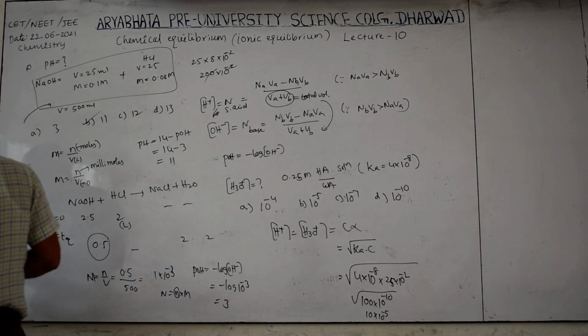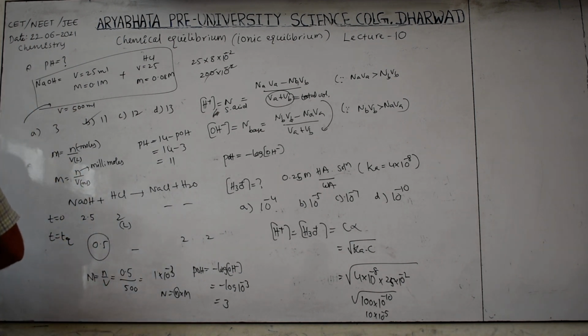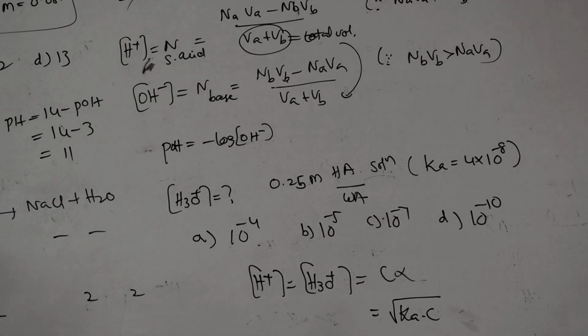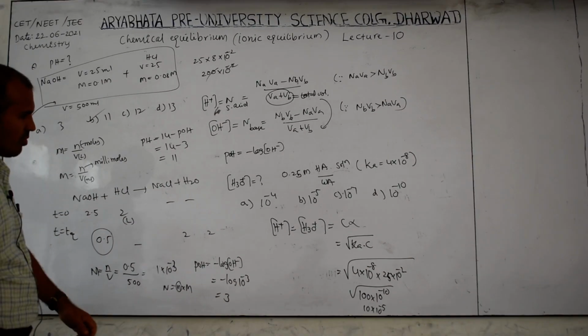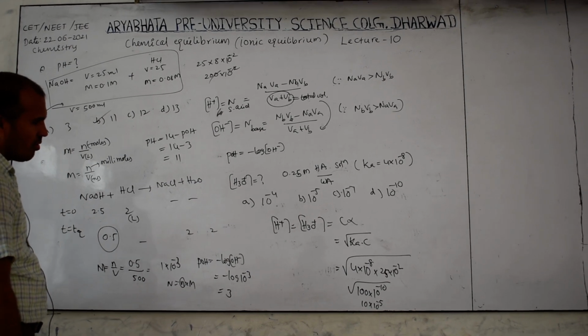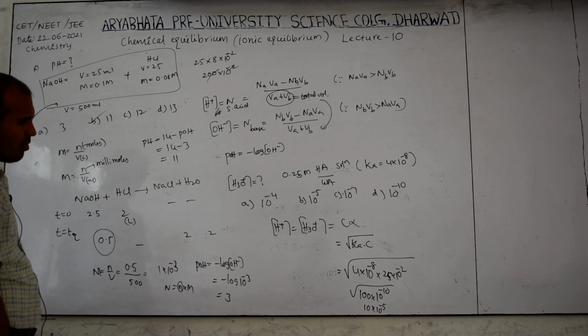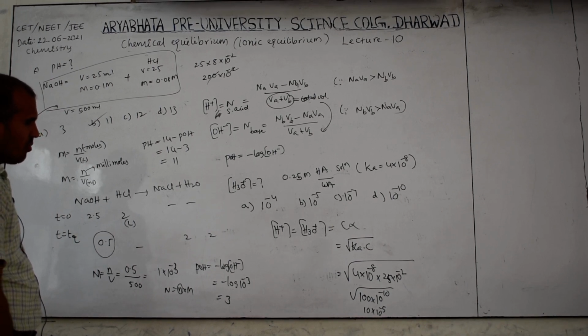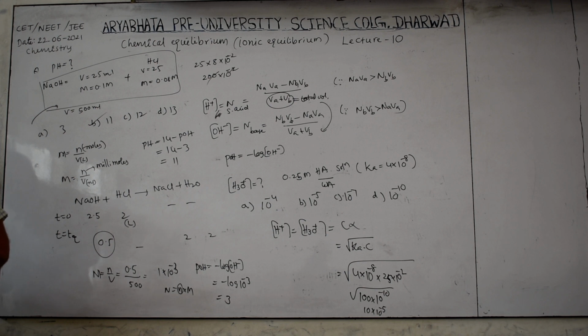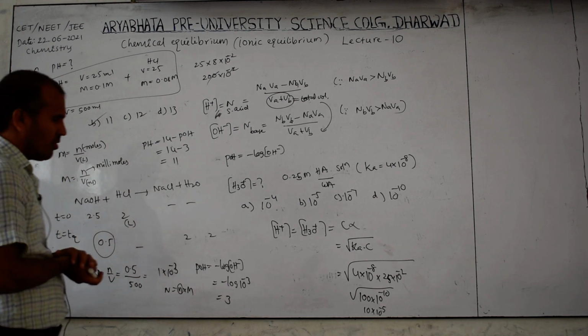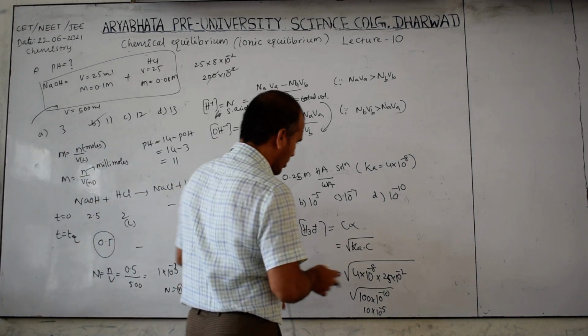Options are given here. 10 power minus 4. Where is the mistake? One minute, I will check. What is the hydronium ion concentration? H plus ion concentration is root of Ka into C. Ka value is 4 into 10 power minus 8.